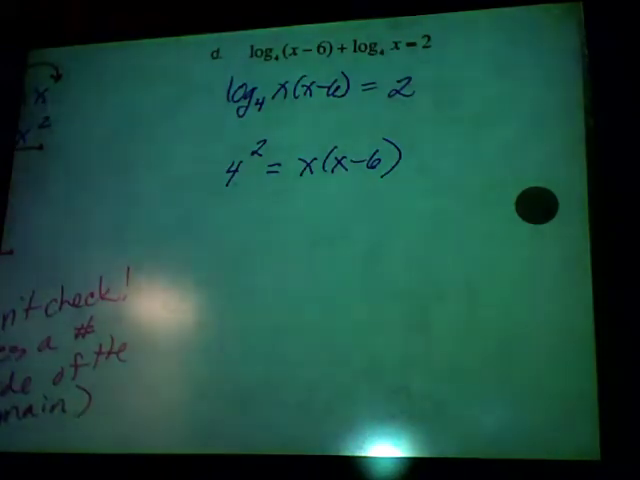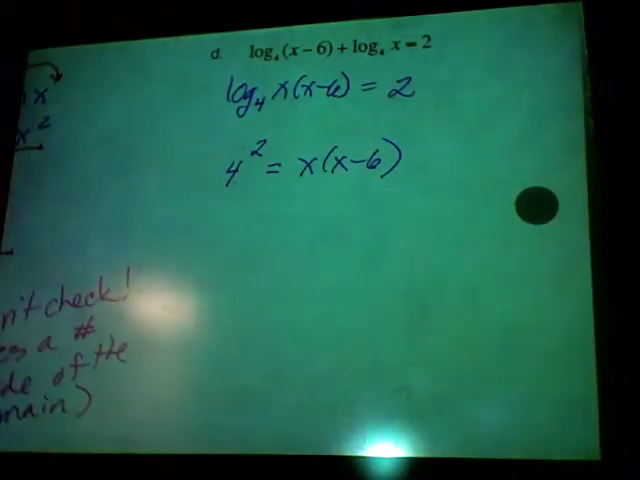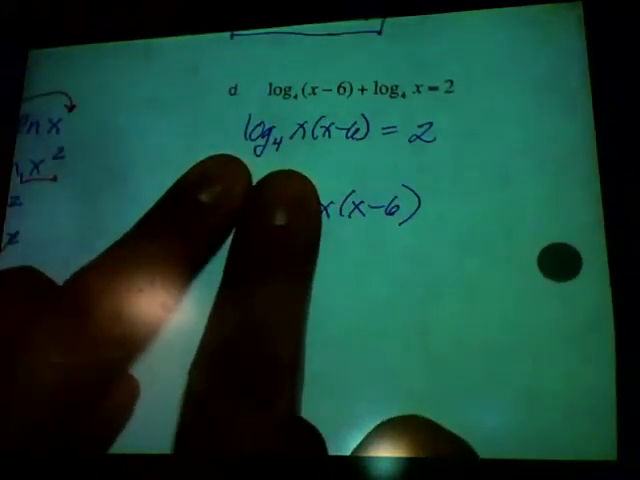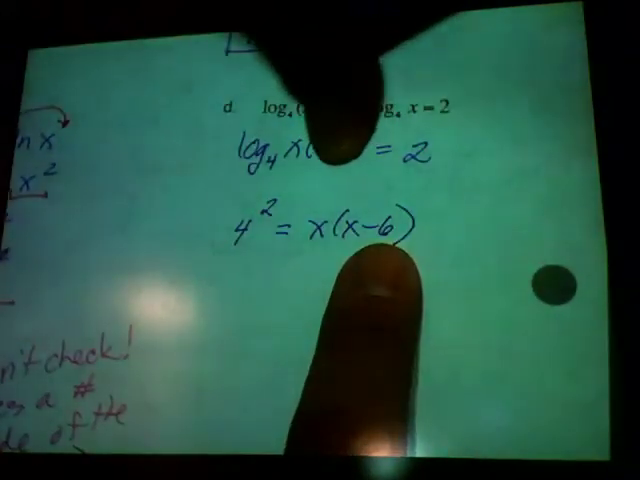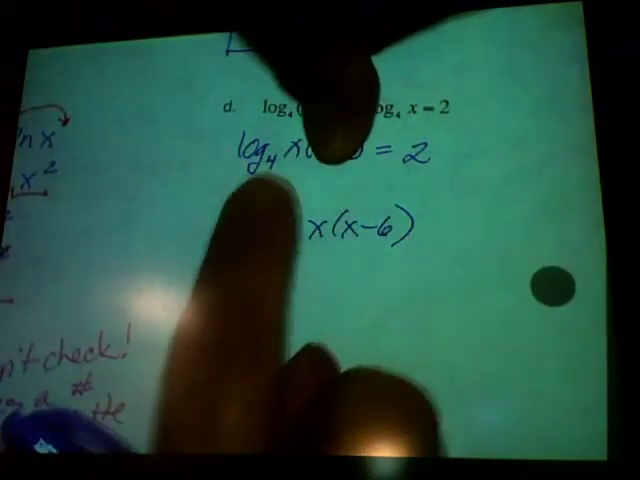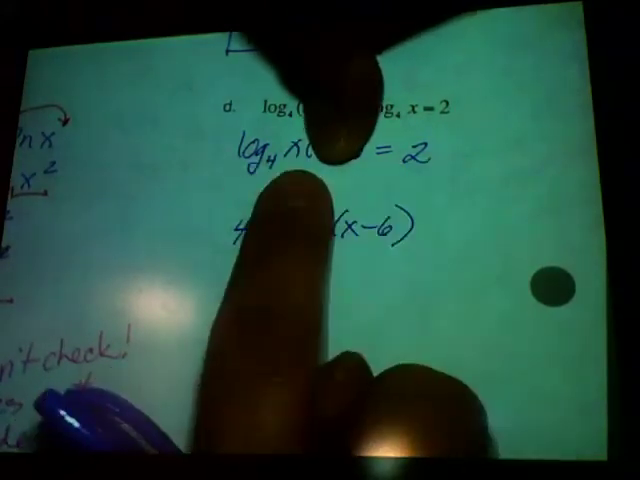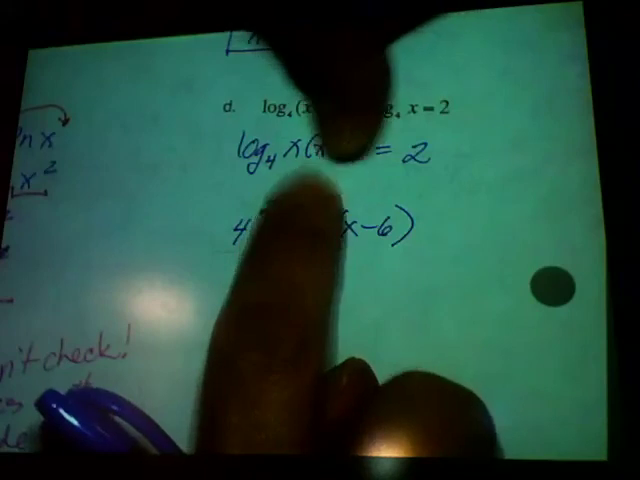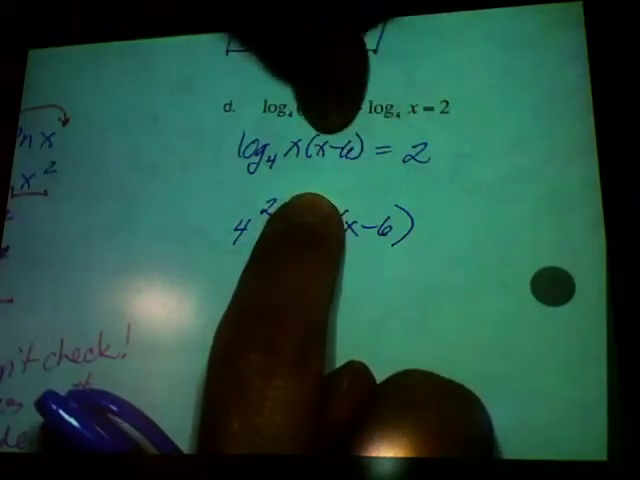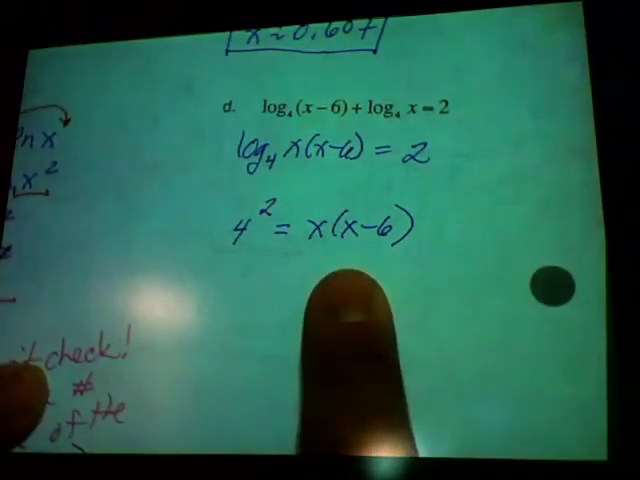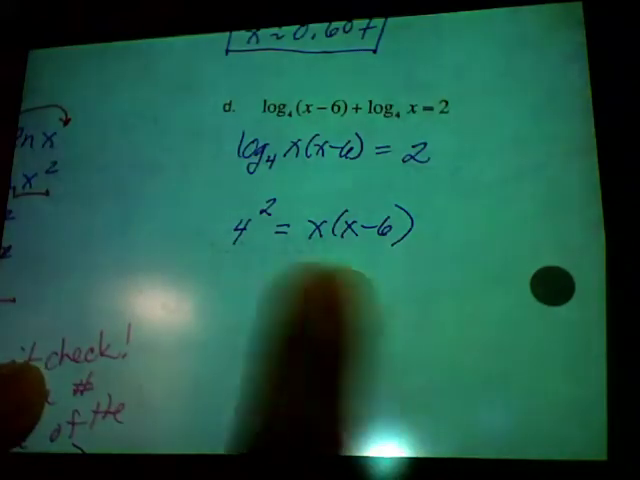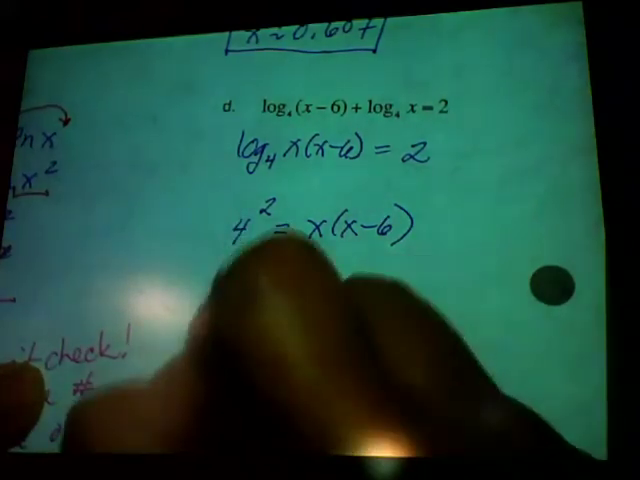You okay with that? Does that make sense why? Yes or no? No? I have 1 log, right? Don't let it bother you that that's complicated. What if I had this? Wouldn't you change it to 4 squared equals x? So don't let the fact that this is more complicated bother you. I still have 4 squared, but it's equal to x times x minus 6. So now distribute your x and square your 4.